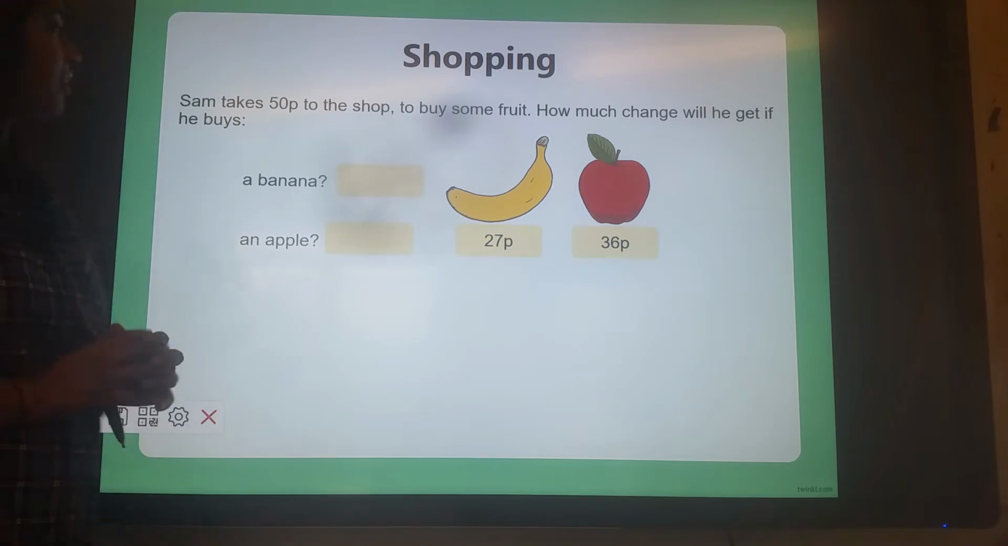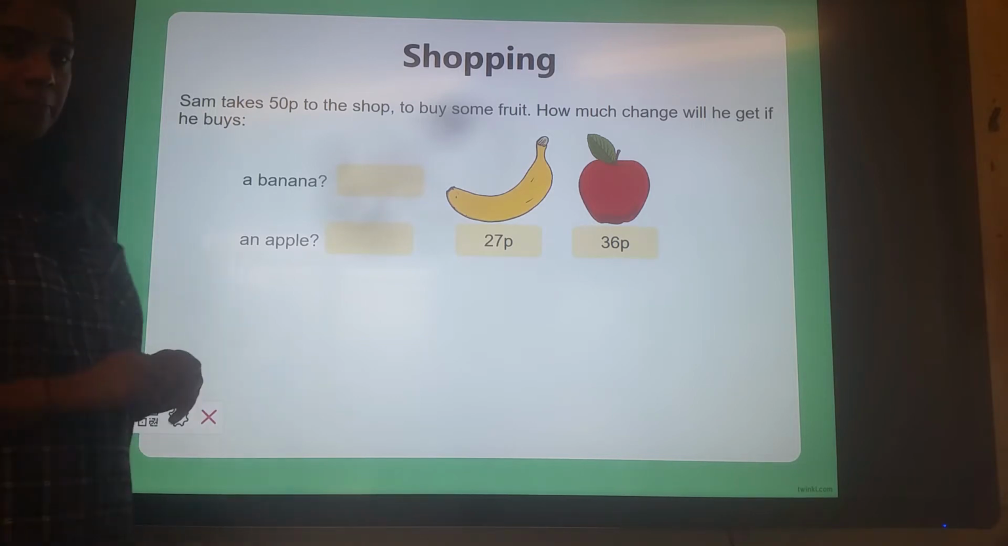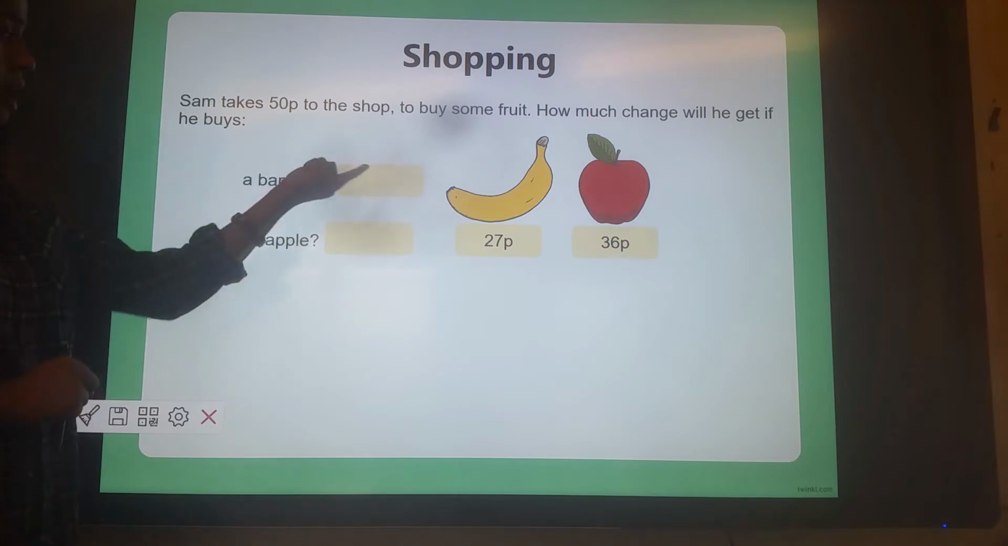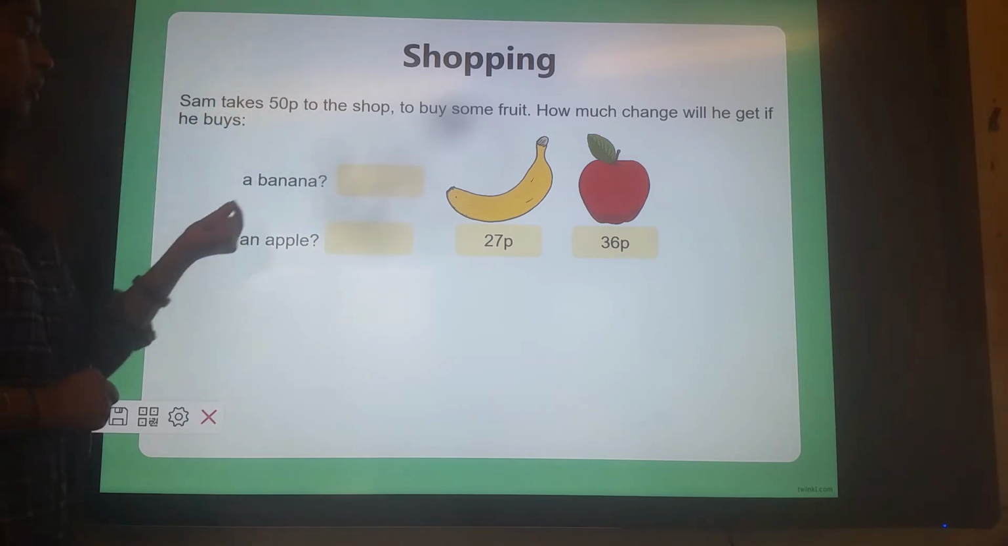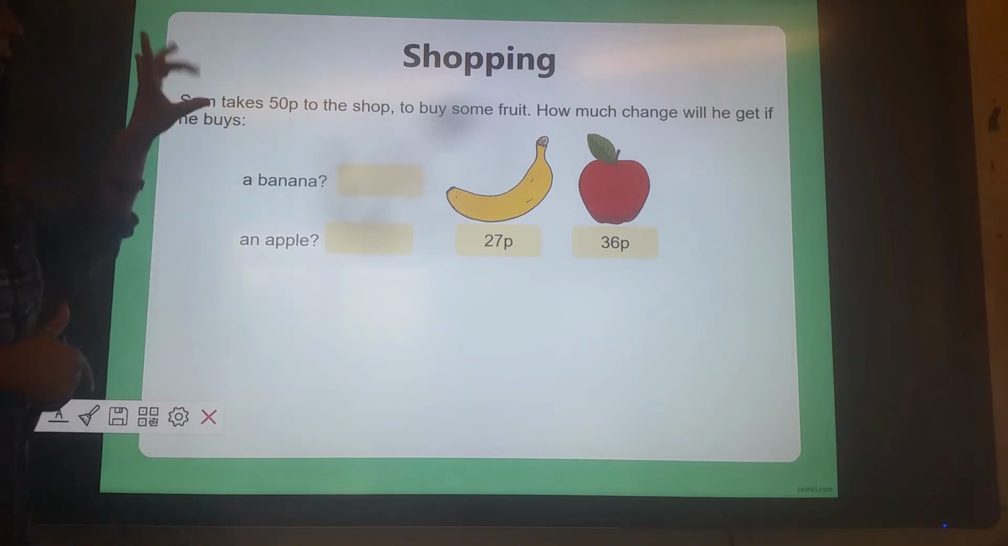Are we ready? Let's have a look. So Sam takes 50p to the shop to buy some fruit. How much change will he get if he buys a banana and an apple? So you need to work out how much change he will get if he buys a banana and then how much change he'll get if he buys an apple. Okay? So remember, you can pause your video again if you want to have a look at this question again, but let's go through it.